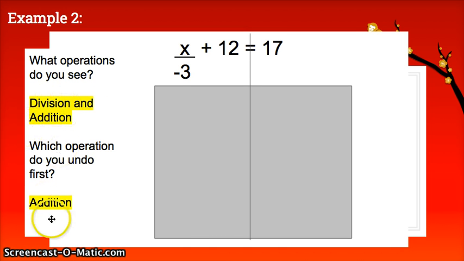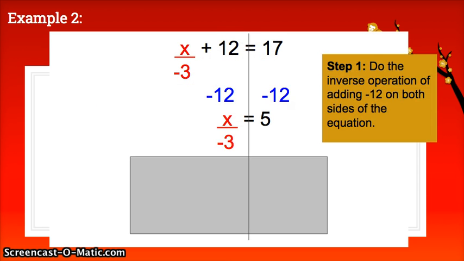Make sure you're filling this out on your notes. And then we begin. So we will undo addition first. The inverse of adding 12 is subtracting 12. And then what I do to one side, I must do to the other. So I subtract 12 from both sides. Plus 12 and minus 12 cancel out. I take the x over divided by negative 3 and I bring it down. And on the right-hand side, 17 minus 12 equals 5.